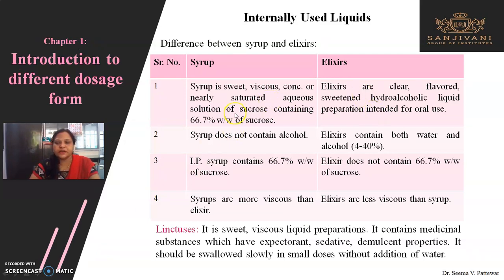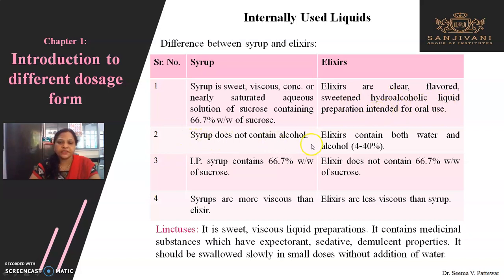So this is the difference between the syrup and elixir. It can be asked for 2 marks. Syrup is a sweet, viscous, concentrated or nearly saturated aqueous solution of sucrose containing 66.7% weight by weight of sucrose. Already we have seen. Elixirs are clear, flavored, sweetened hydroalcoholic liquid preparation intended for oral use. These are clear, flavored, sweetened hydroalcoholic mixture of alcohol and water for oral use.